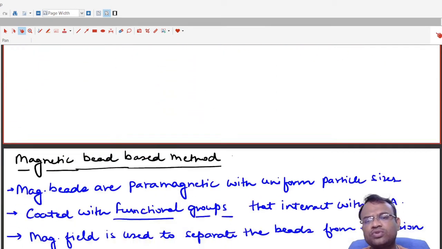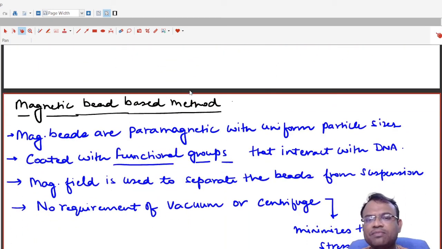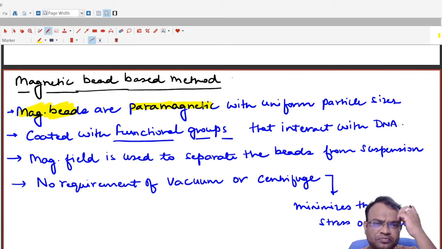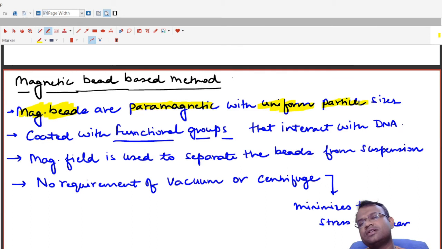Let us move on to the next method, and that is the magnetic bead based method. As the name suggests, over here you would utilize magnetic beads. Now what are magnetic beads? These are basically paramagnetic materials. Paramagnetic means they are having less attraction towards the magnets, and they also have the uniform particle size. These are magnetic beads, paramagnetic in nature, and they have uniform particle size.